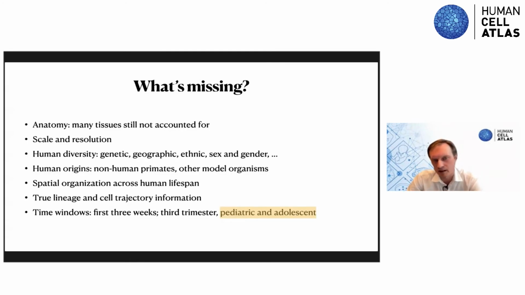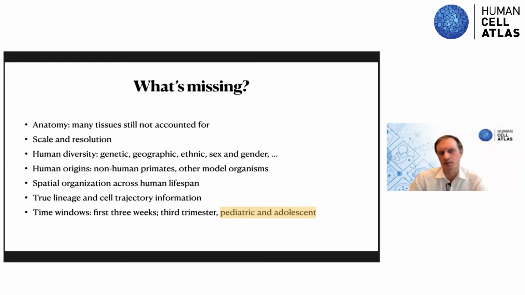So what's missing? I think we have already great coverage of many organs, but there are definitely many tissues still not accounted for. So there's a great opportunity for more work focusing on those tissues that have been relatively neglected. We need much larger scale and resolution, both in cell numbers and in terms of spatial resolution, and I think in particular temporal resolution. Development happens quite quickly, especially early on, so we need to sample densely. And some things that we haven't touched on so much, but I think are going to be increasingly important, are investigating human diversity, as well as human origins.